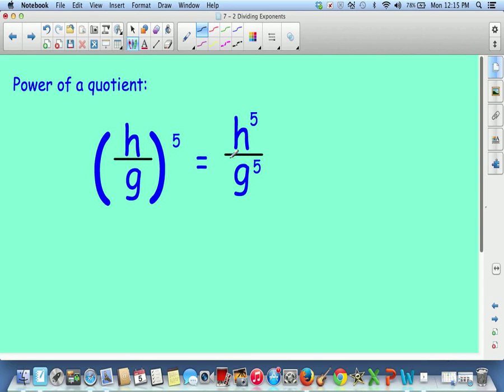Another thing we want to talk about is power of a quotient. If you have a power on the outside of a rational or a fraction, you can go ahead and distribute it to the numerator and to everybody in the denominator. So we get h to the 5th over g to the 5th. That's another rule you need to remember.